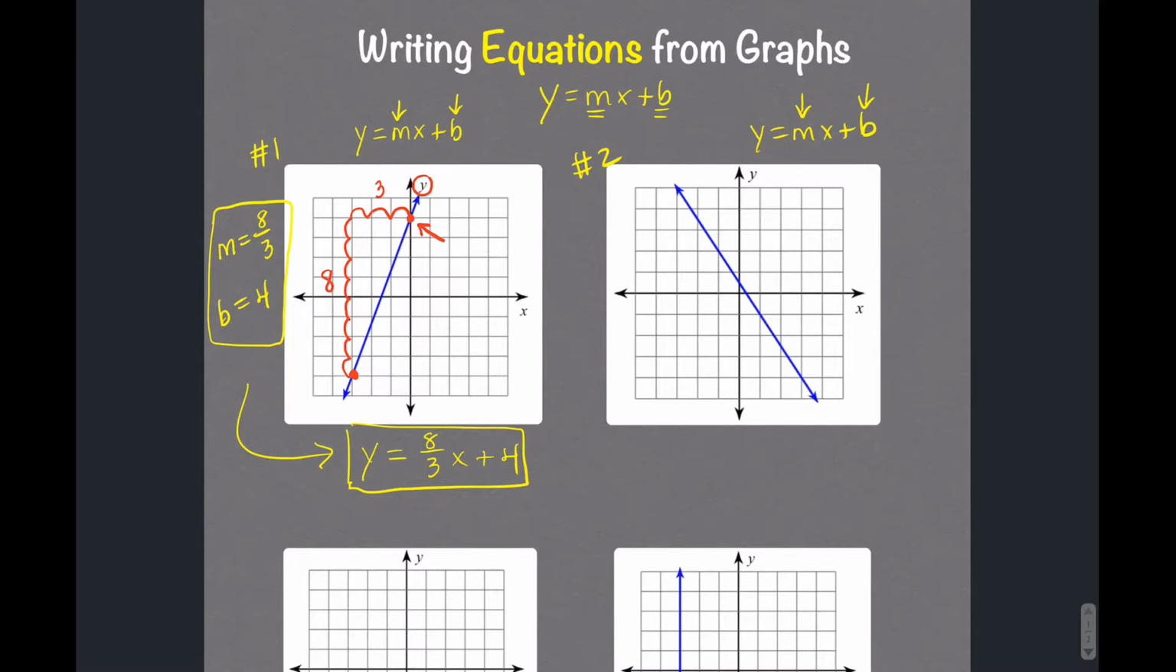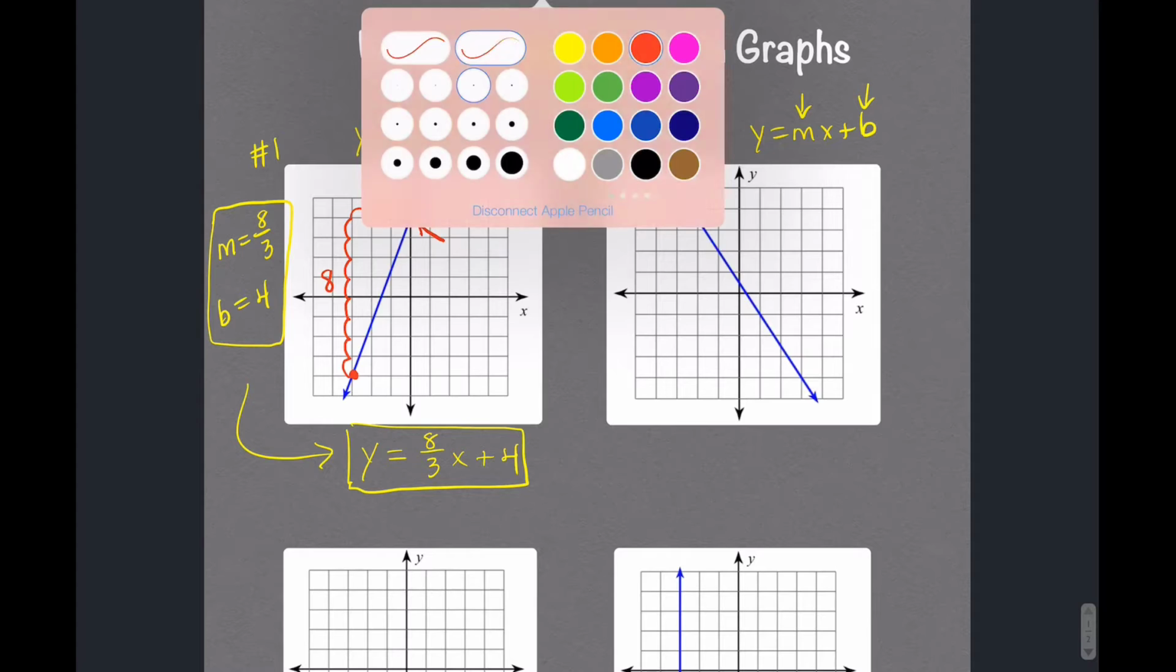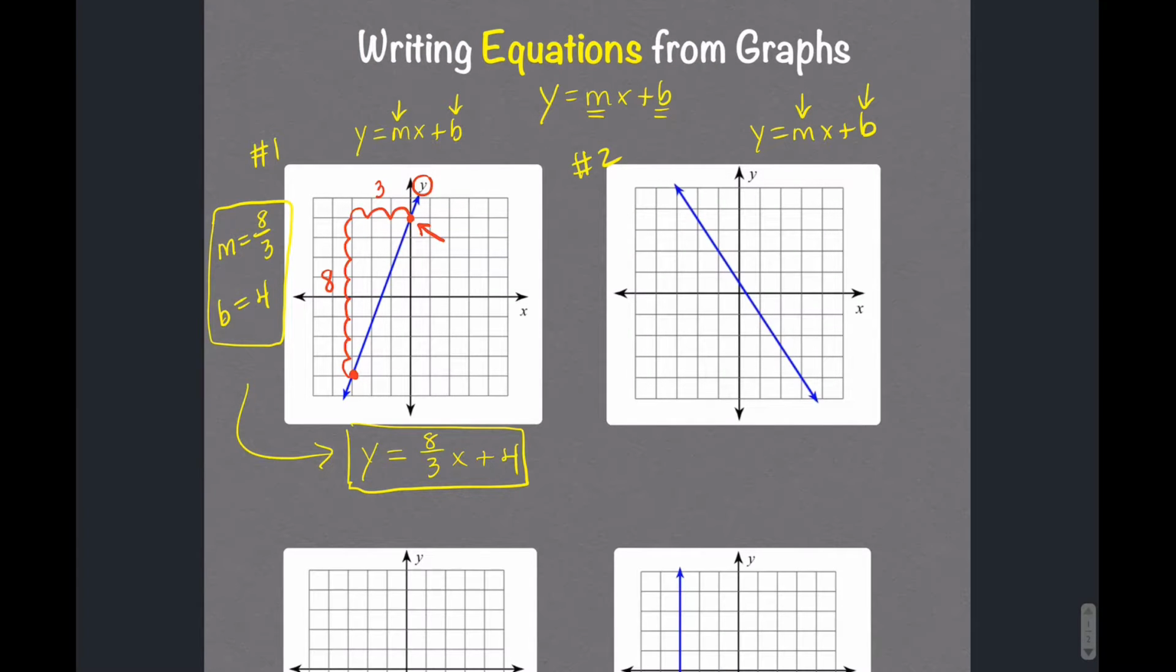Okay, I'm going to choose 2 points that I know the line passes through, or that I'm fairly certain the line passes through. Switch back to red real quick. I'm going to choose, this one looks like a good point, and this one.